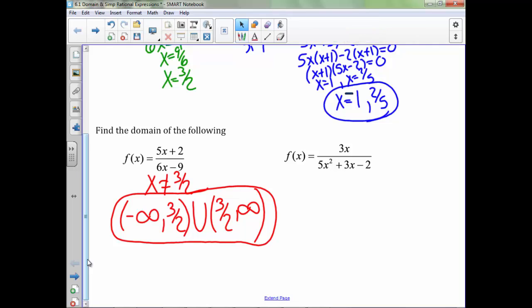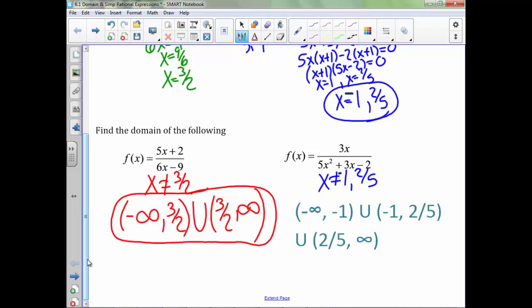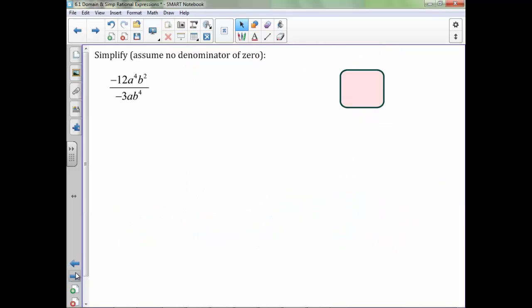On this second one, x just can't be 1 or 2/5. So that means it can be everything from negative infinity up to those values. Now we're going to simplify expressions. This first part will be very similar to what we did back in chapter 1.